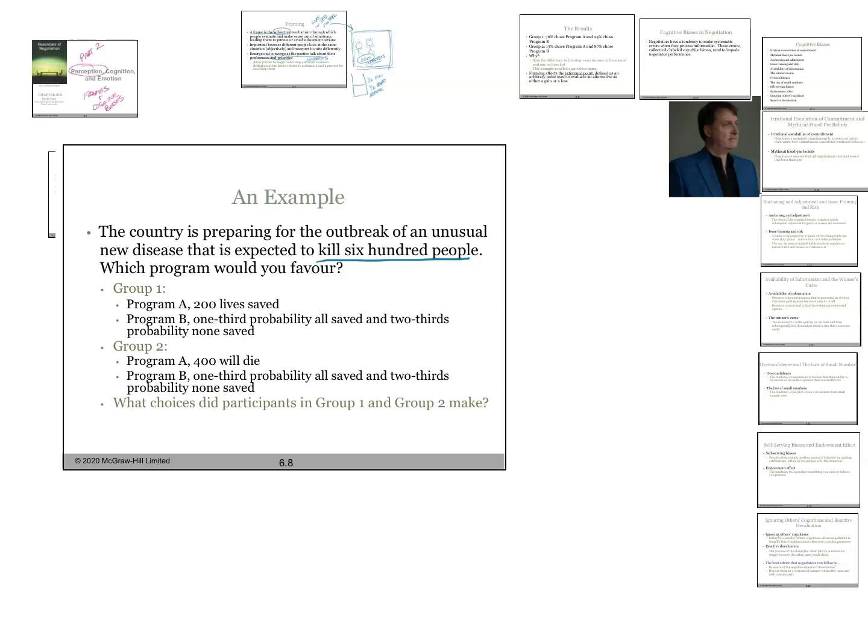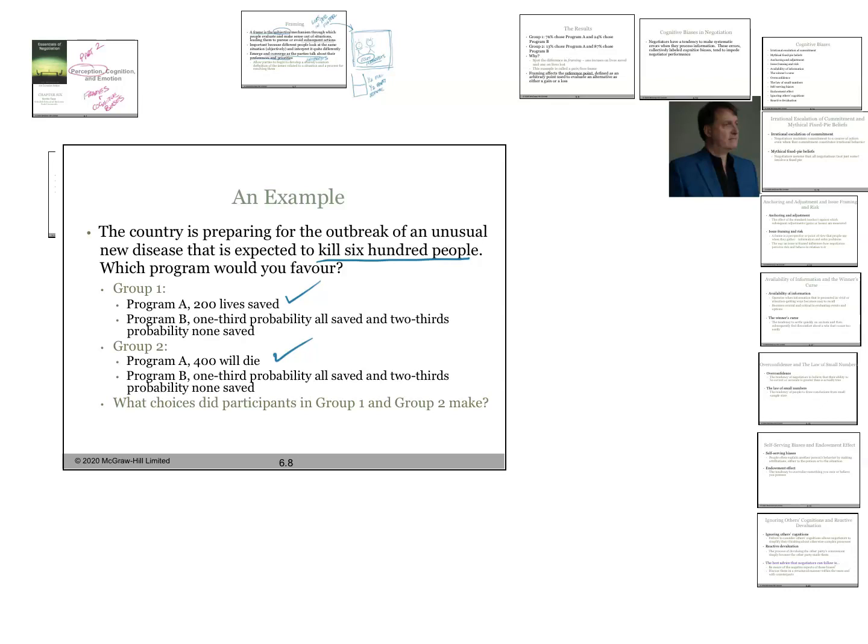Each group has a choice to make between two programs. And this is hypothetical, of course, but it doesn't matter. Each group is exposed to the problem in a different frame. So group one has a choice between program A, 200 lives saved. Don't forget that's 200 out of 600. Program B, 1/3 probability all saved, and 2/3 probability none saved. In group two, they choose between program A, where 400 will die, and program B, 1/3 probability all saved, and 2/3 probability none saved.